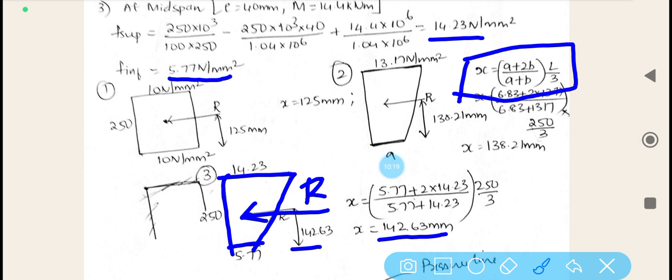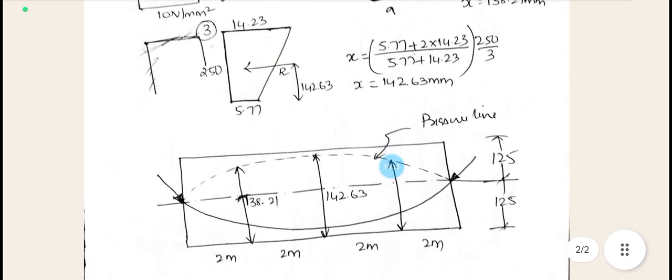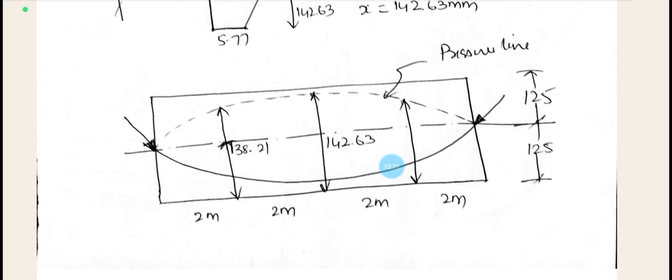After plotting the stress distribution, it is necessary for us to plot the pressure line. The procedure to calculate the pressure line for a parabolic cable is different from the procedure to obtain the pressure line for a straight cable. And here we are making use of all the centroid expressions, and we are trying to locate the resultant force.